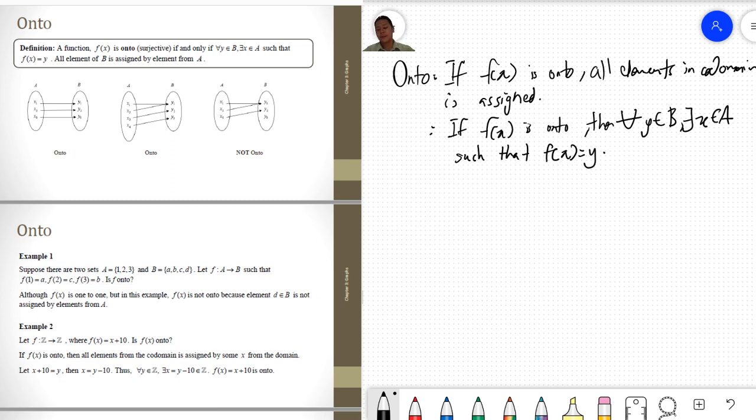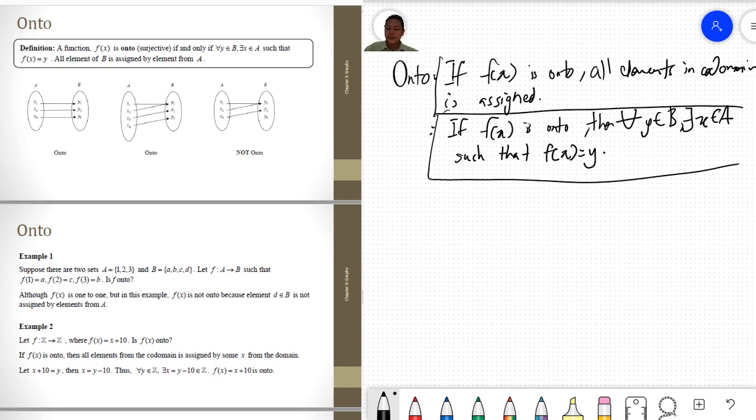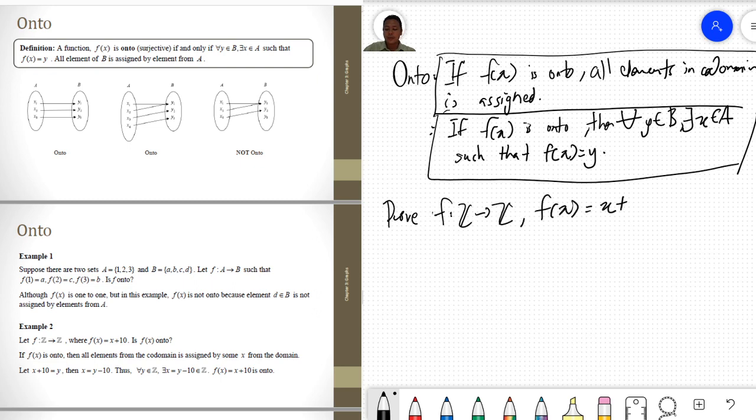Okay. For this case, this is a layman term. This is the proper definition, the second one. And let's use the same example. Prove that a given function f(x) equals x plus 2 is onto or not.